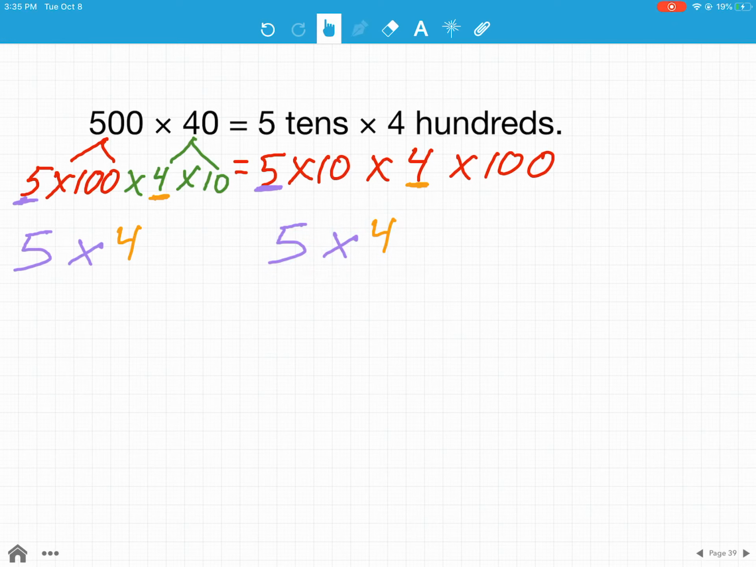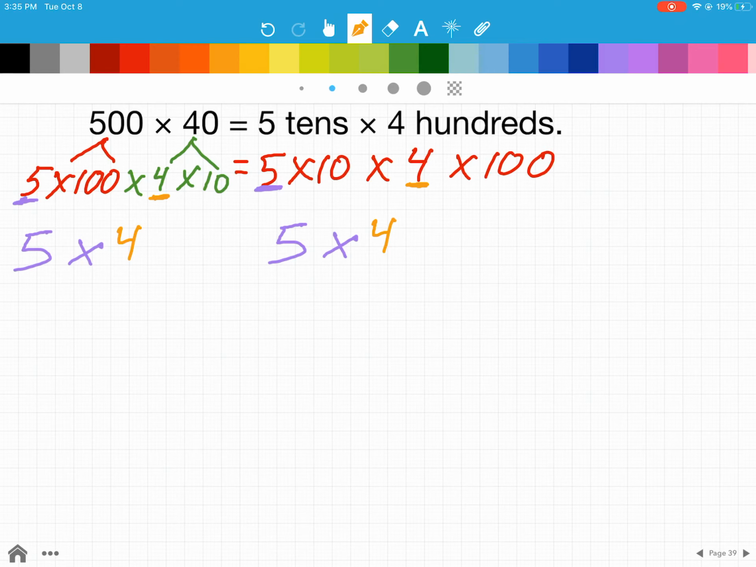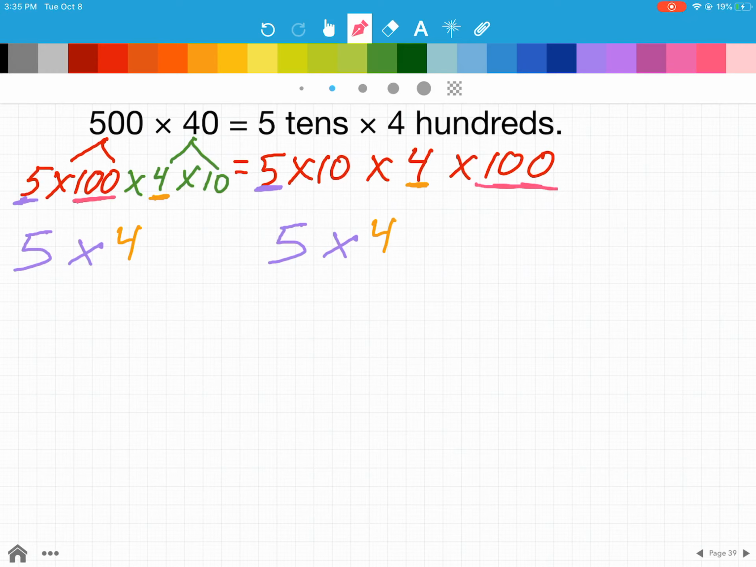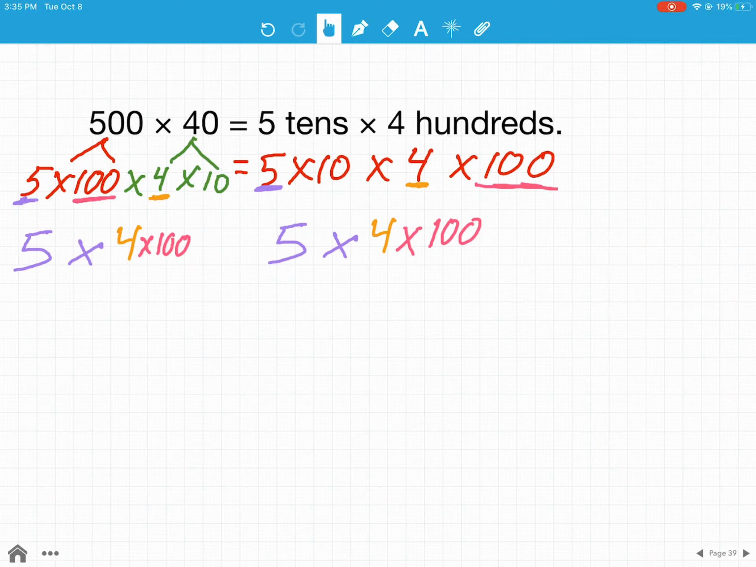And then we have, running out of colors, 100 here and 100 there. So let's multiply that times 100. We can multiply this by 100. We're changing the order, but by changing the order, hopefully you see that we have the same numbers. We have the same numbers.